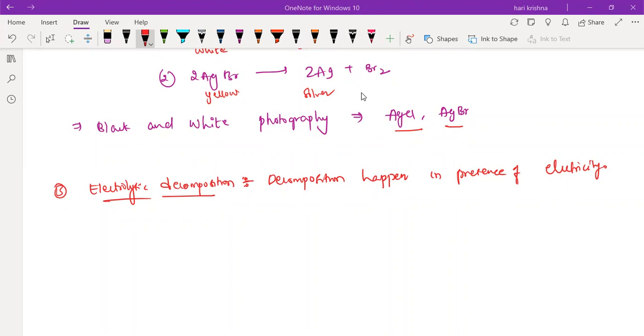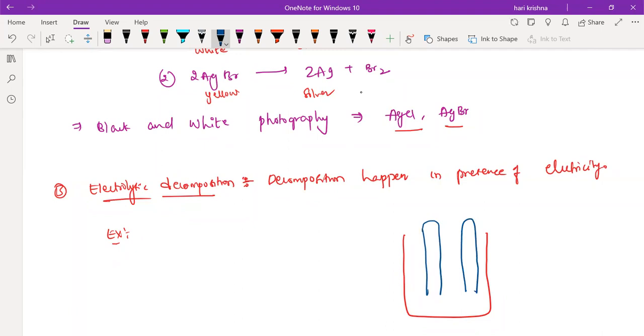Okay. So electrolytic decomposition means what? Decomposition happens in the presence of electricity. The best example is the water given in the textbook, and it is a common question in the exam. Suppose you have taken one electrolysis bath here, and they have taken two electrodes. One is an anode, the other one is a cathode. And they have taken some water in this.